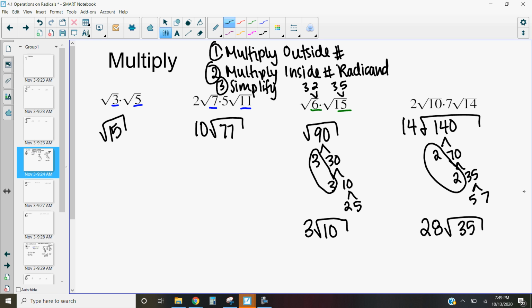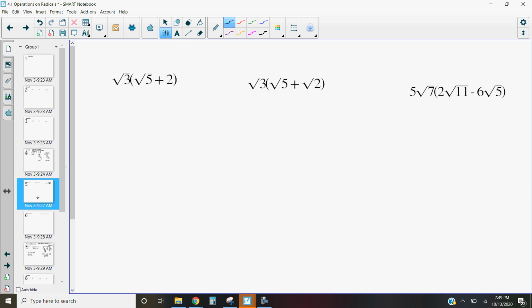Okay, so we can apply these same rules when we want to distribute. Sometimes we have to multiply by distributing. All we're going to do is just like our regular distributing, but we're going to follow the rules of multiplying radicals. So root 3 times root 5 is root 15. Root 3 times 2 root 3 is 2 times 3.